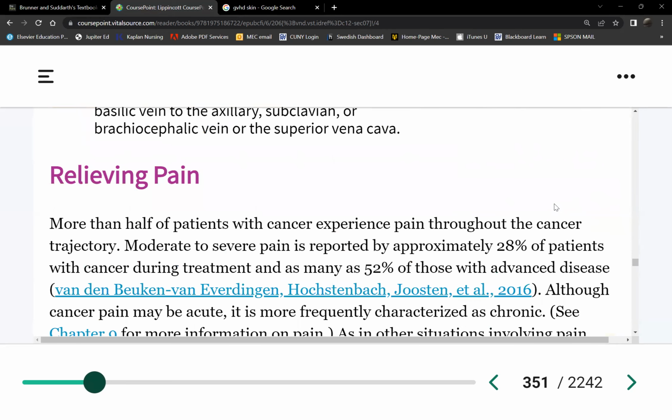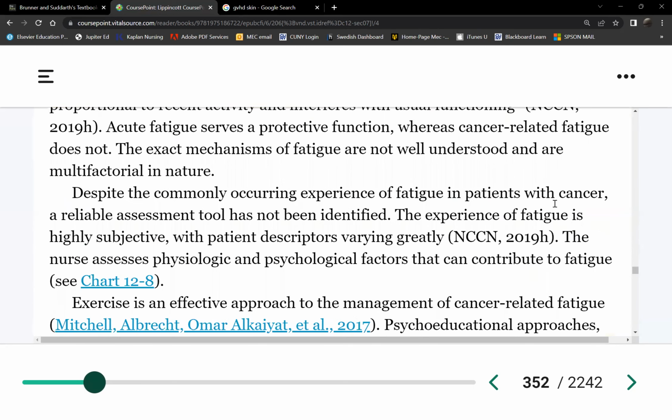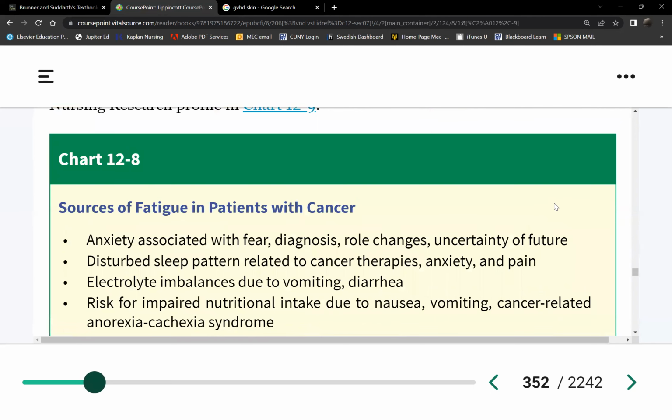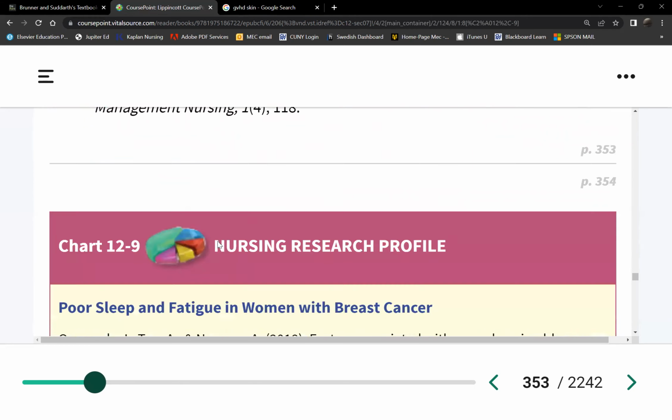We'll end with, so here's the anemia part. Okay, this is the anemia, and management should be somewhere there.